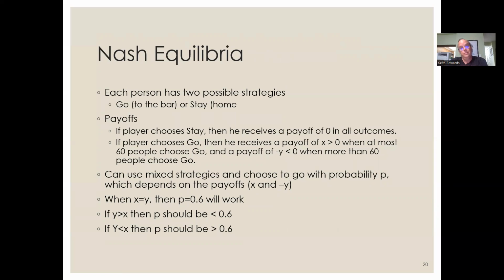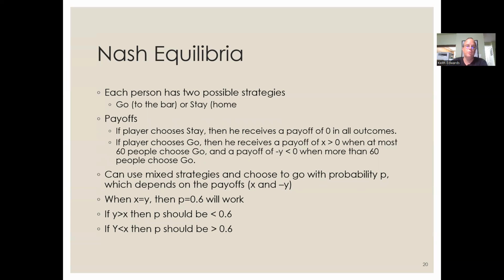So each person really has two possible strategies: go to the bar or stay at home. And it kind of in some ways corresponds to the problem that we had with the Hawks and the Ducks, if we reduce it down to a two-player problem. If the player chooses to stay at home, they receive a payoff of 0. It doesn't matter whether it was a good show or not. If the player chooses go, then they receive a payoff x greater than 0 when at most 60 people choose go, and a payoff of minus y when more than 60 people go.